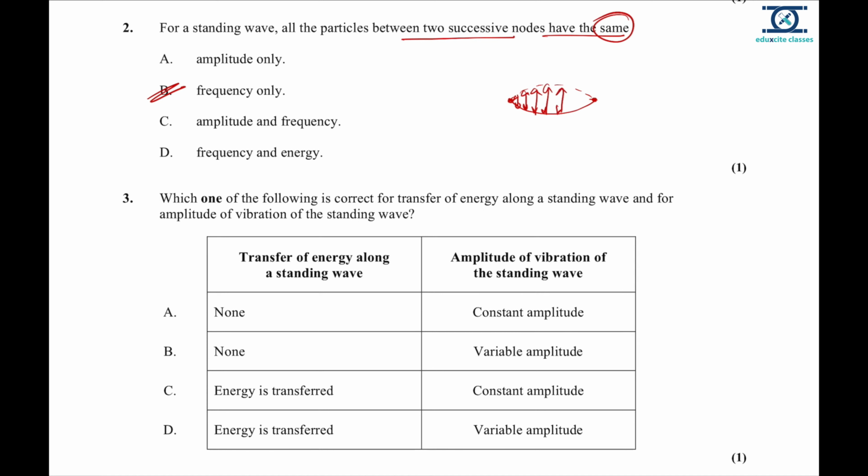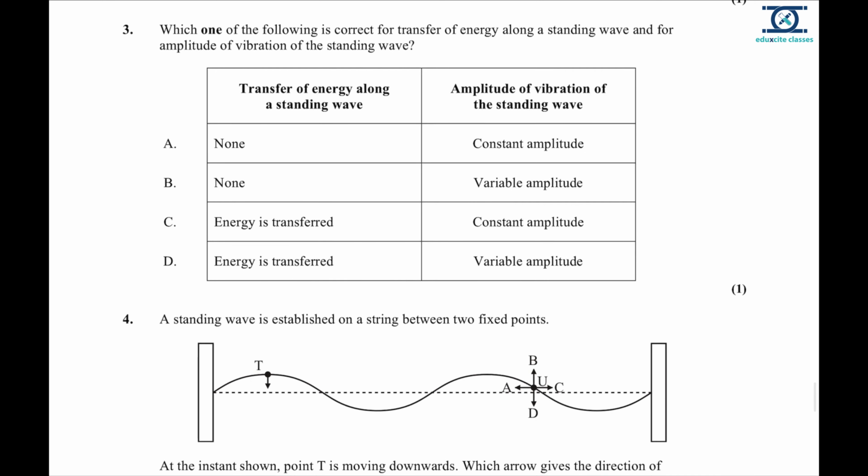So there are n number of particles, and they have different amplitudes, so that is incorrect. Frequency will be the same because they all have the same time period. So you can say they have the same frequency. So this is also incorrect. Energy is not transferred. Okay. So option B only.